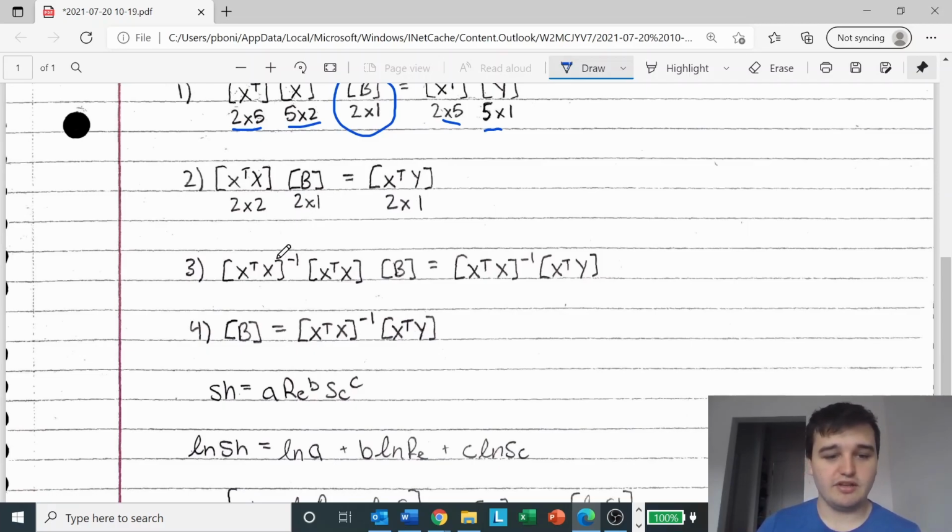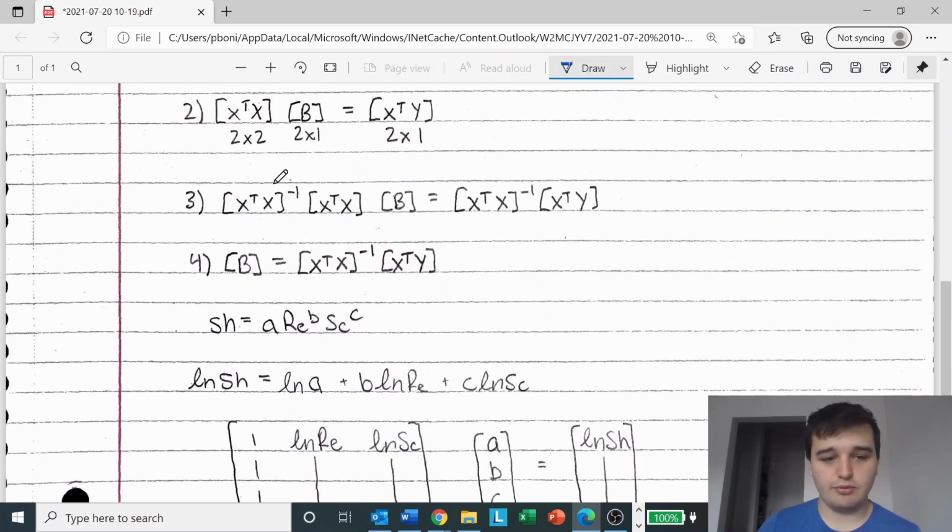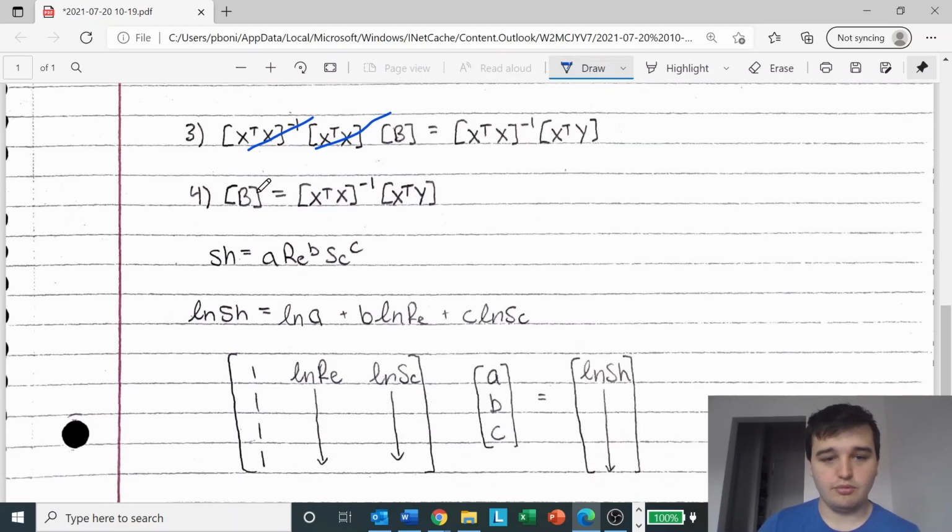So the third step would then be to isolate matrix B, because that's our unknown. So we want to take the inverse of the X transpose X matrix and multiply it to both sides. So when we do that in step 3, we have X transpose X inverse times the X transpose X, and then we do that to both sides. These will cancel out, and we're left with the matrix B, which is our unknown matrix, equal to the X transpose X inverse matrix times X transpose Y matrix.